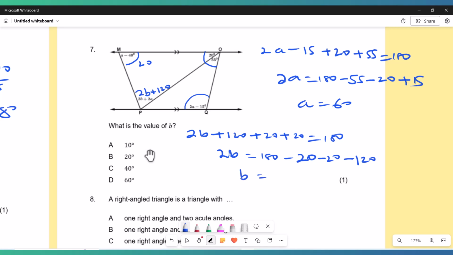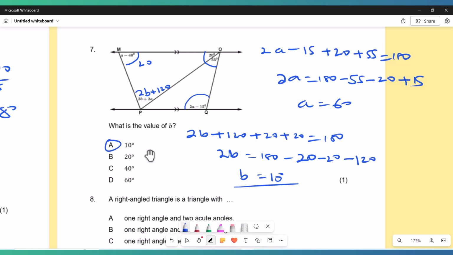Let's check it out here. So I'm gonna say 180 minus 20 minus 20 minus 120, then I divide by 2, so I get here 10. So my B becomes 10 degrees. Okay, hope we're together. B becomes what? 10 degrees. Okay, so the answer here is A.